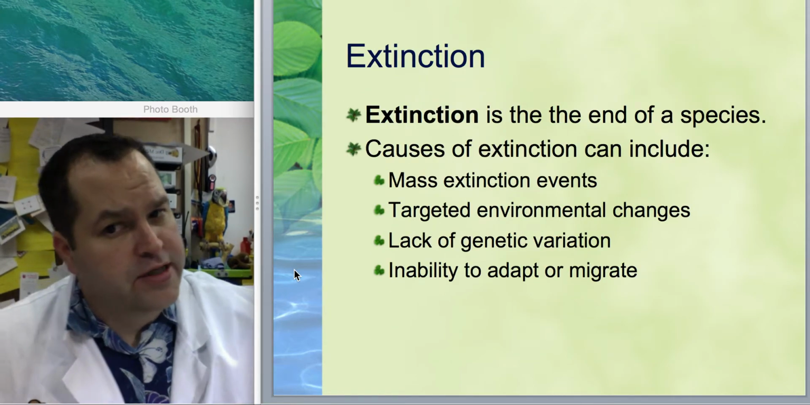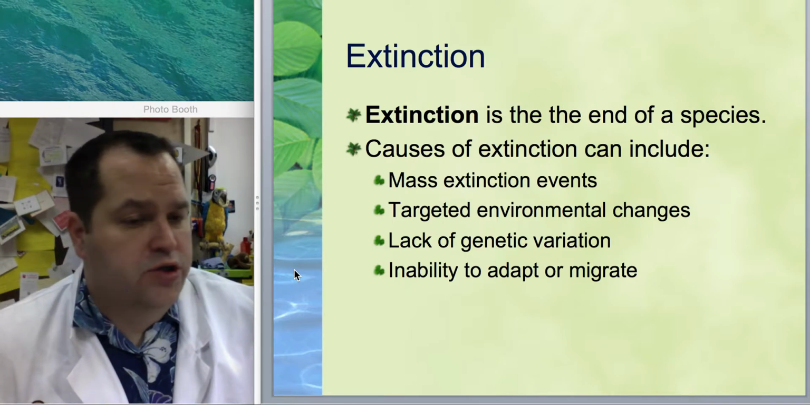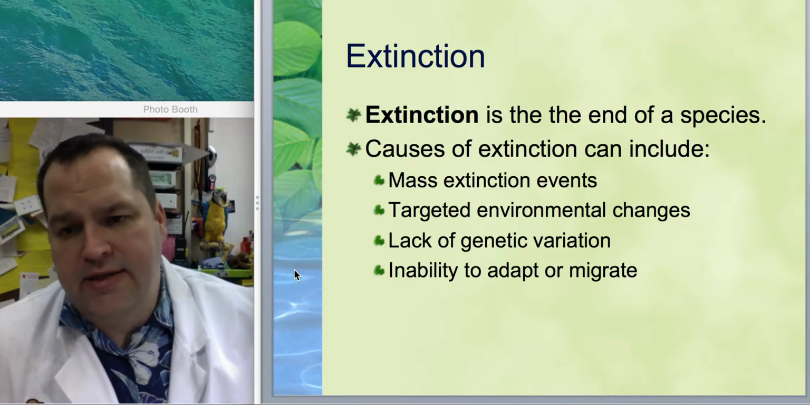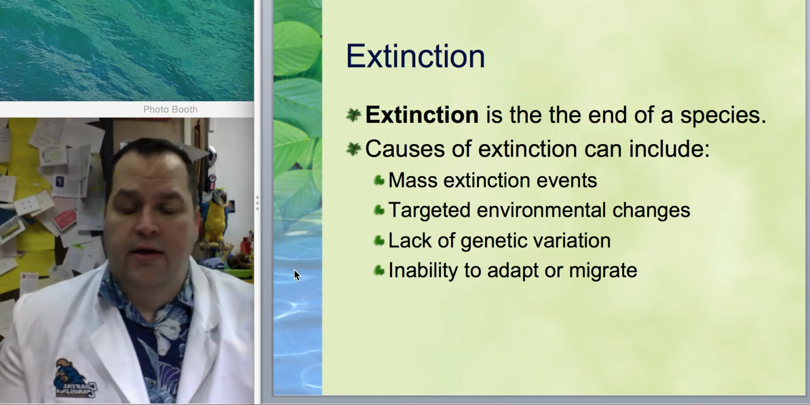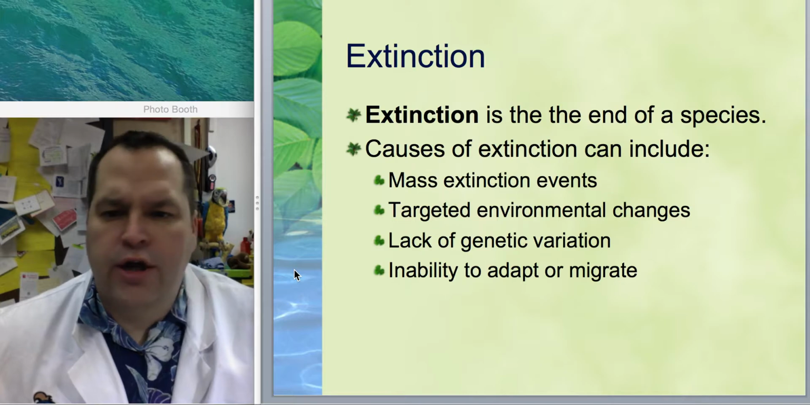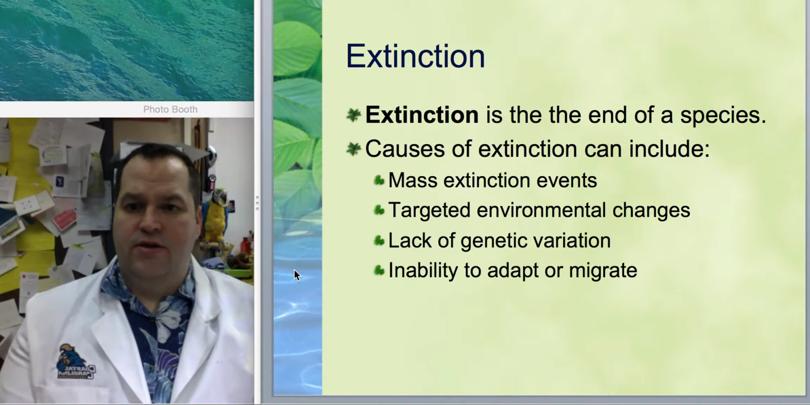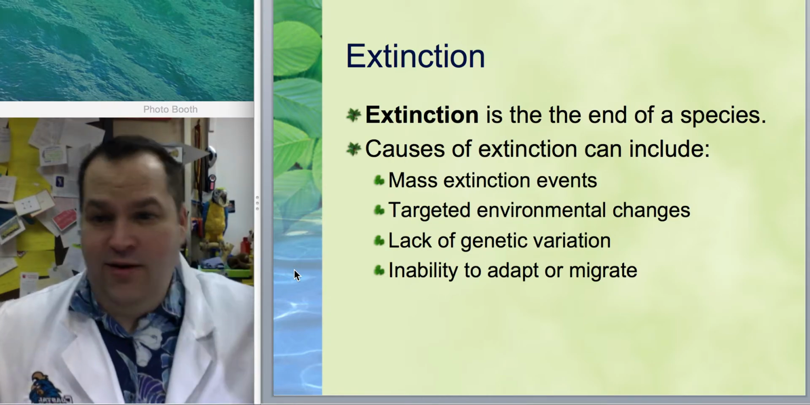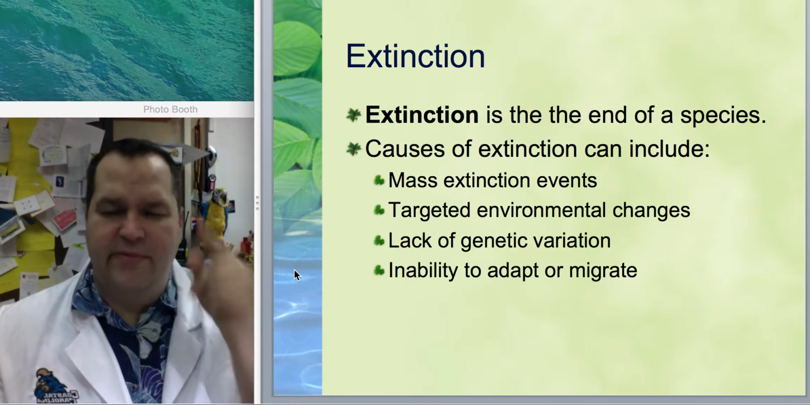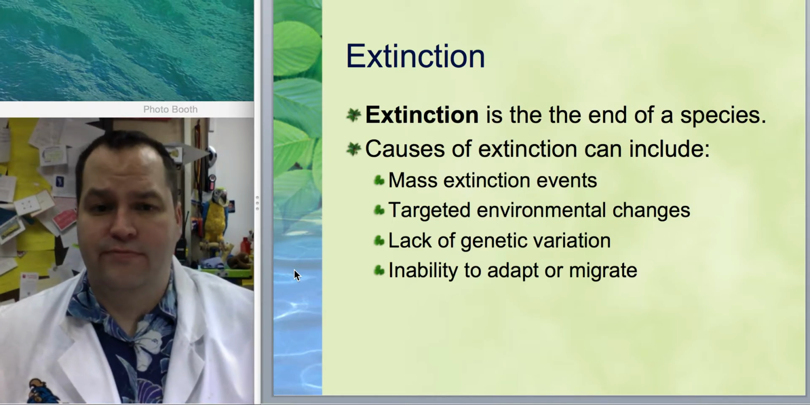Extinction is pretty self-explanatory. Extinction is the end of a species. It's the functional end of a species. Now, causes for this can be mass extinction events, like the extinction of the dinosaurs. Targeted environmental changes can occur, meaning that the environment changes, and there's just one thing that you can't deal with, right? Everybody else is fine, but that one little thing messes with you, and it's over, right?